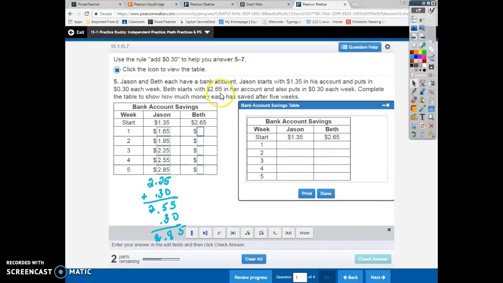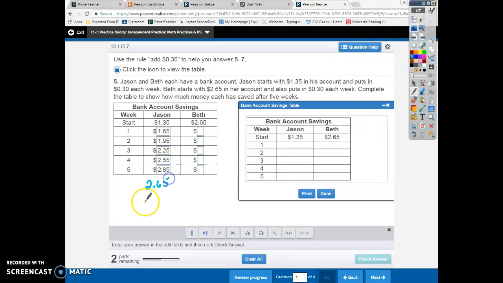rule. Beth starts with $2.65, and she's going to add 30 cents for each week. So Beth is starting at $2.65, so she's already starting more than Jason, right? So let's take a look. Let's say, get my pen back here real quick.